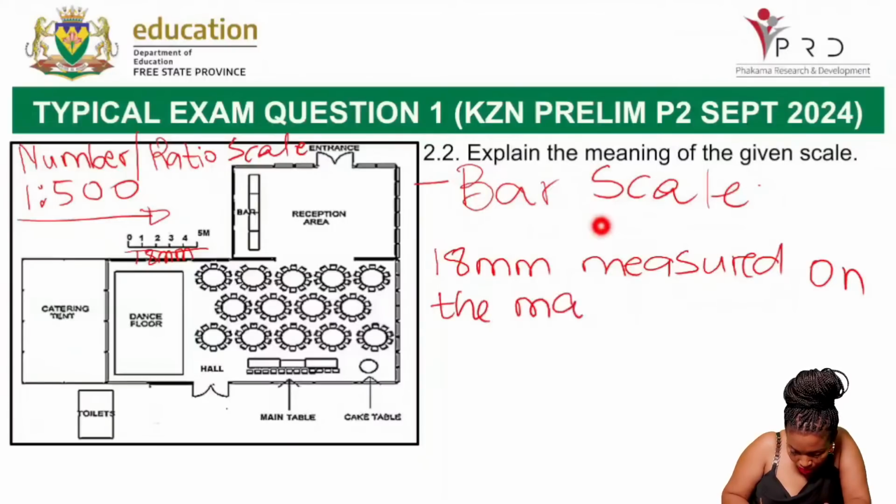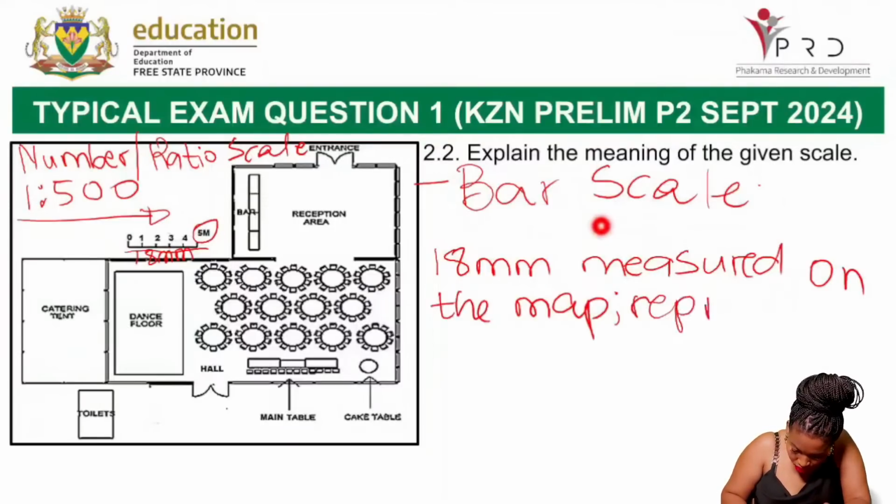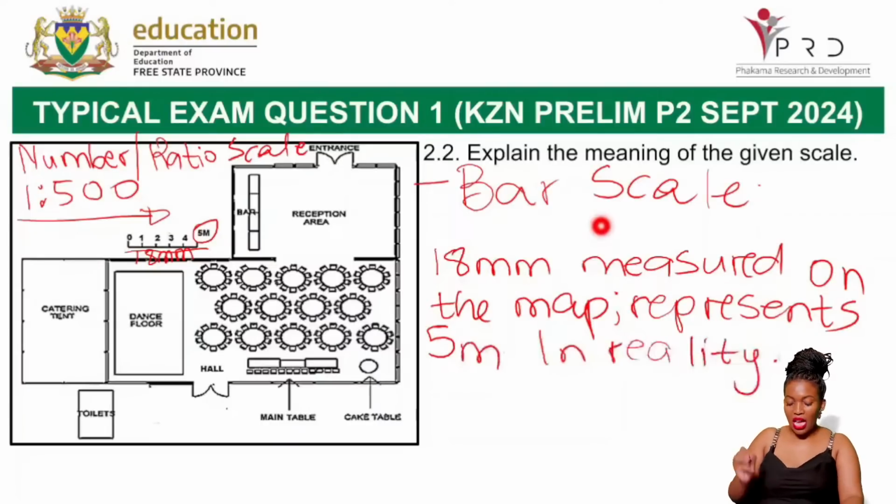On the map, it is equivalent to what? It is equivalent to 5 meters. It represents 5 meters in reality. So this is how you explain the meaning of a bar scale.